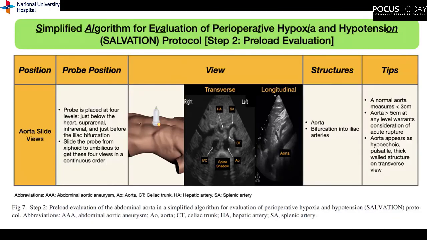The abdominal aorta can then be evaluated for evidence of rupture or dissection. This is performed by obtaining the aorta slide views. The curvilinear probe is slid from the subxiphoid position past the umbilicus to the pelvis. This allows the length of the descending aorta till the bifurcation into iliac arteries to be assessed. A normal aorta measures less than 3 centimeters. An aortic diameter larger than 5 centimeters warrants consideration of acute rupture.